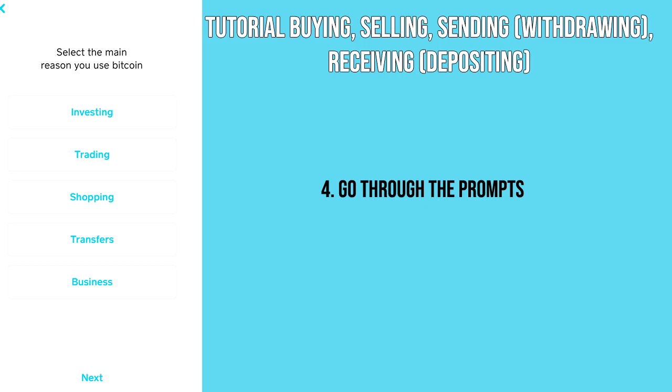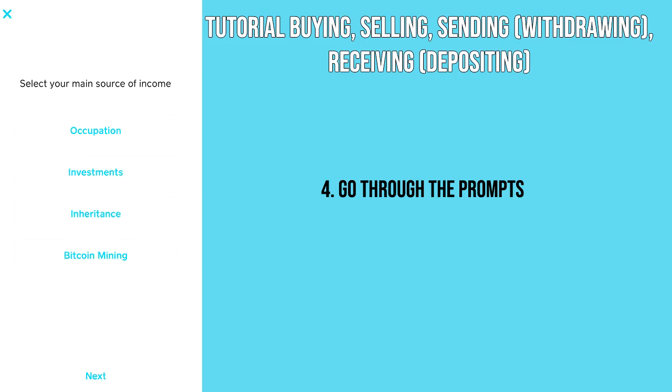And once you hit the next button, it's going to ask you your main source of income. I don't think this matters either. I think they're just honestly trying to collect some data. So you're going to click that. And then the last step in the verification process is proof of identification.